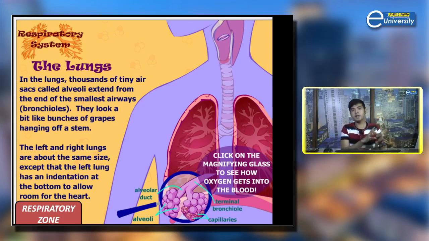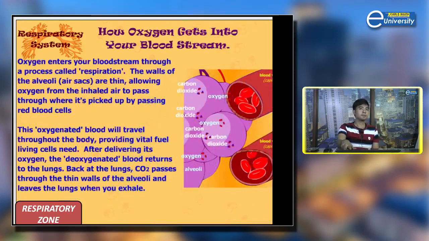The left and the right lungs are about the same size, except that the left lung has an indentation at the bottom to allow room for the heart. So how does oxygen get into the bloodstream? Oxygen enters your bloodstream through a process called respiration.